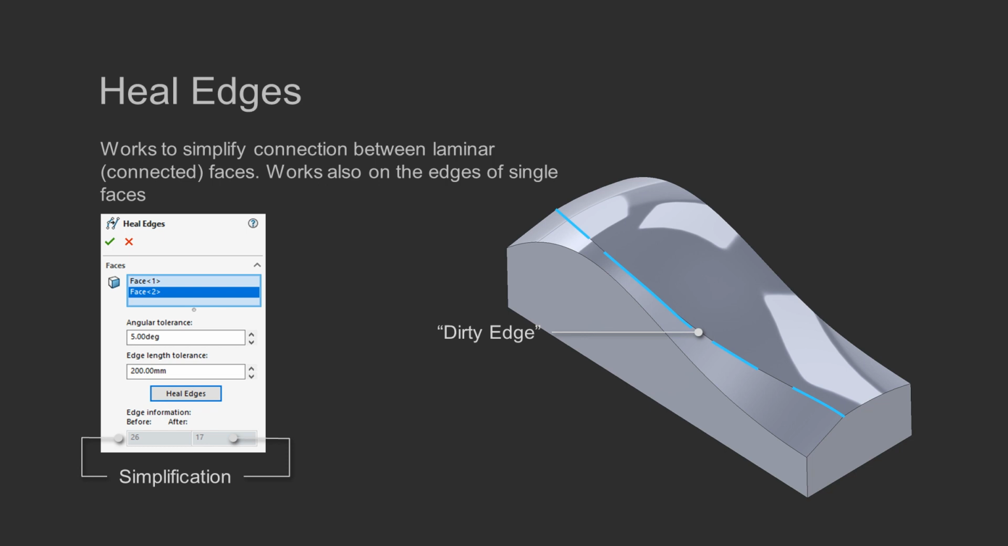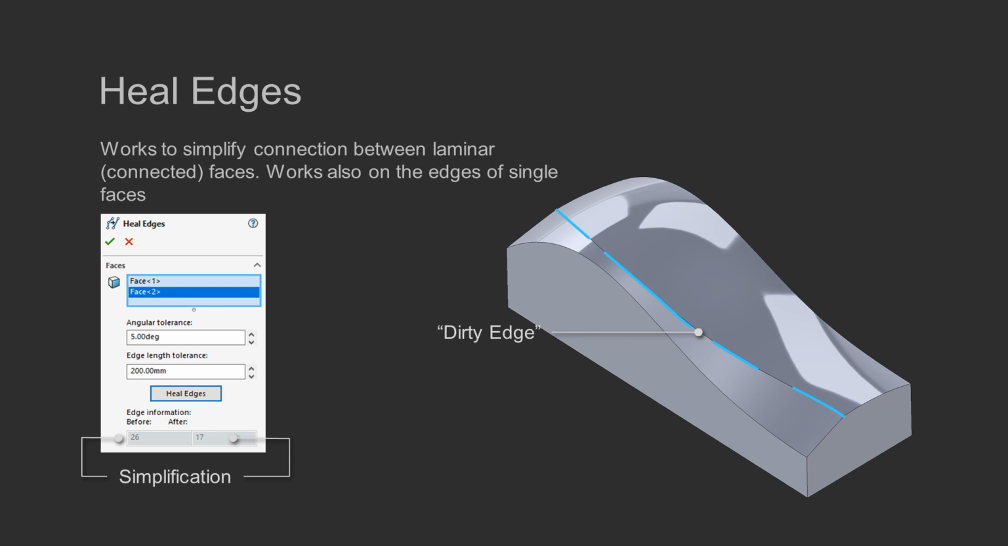But in any case, the Heal Edges command is about simplifying your model and cleaning it up basically, and can be very useful when you get to a certain point where you're shelling or doing a radius and you can't get past it. It could be because of this condition where you have laminar edges, that is connected edges of the model that are exhibiting multiple edges.